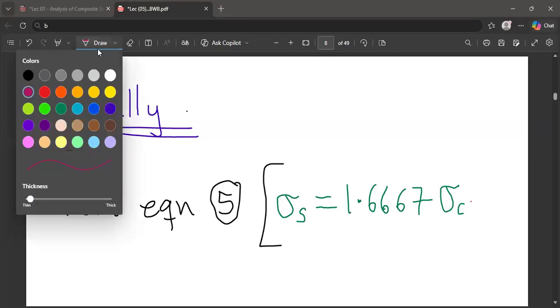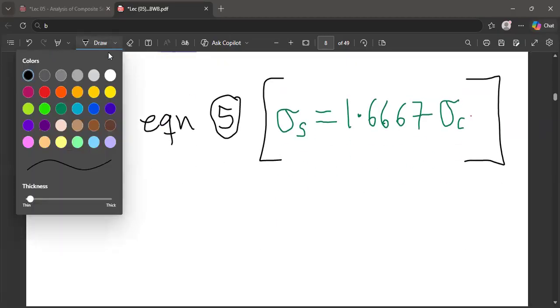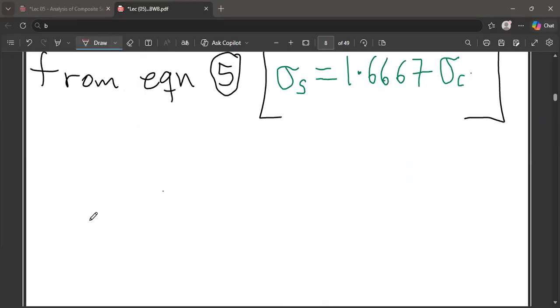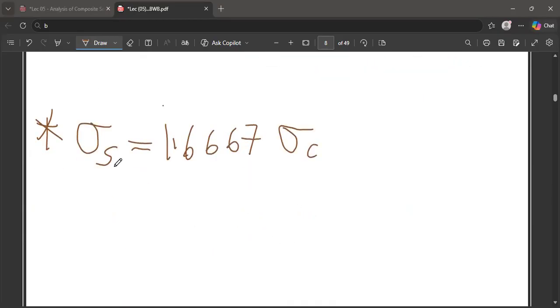So let's not worry ourselves much. This was what equation 5 was all about. So we just put that into it and then we get our answer. We are good to go. So finally, therefore, our stress in the steel rod is equal to what? 1.6667 multiplying the stress in the copper. So we can now just put everything into it and we are good to go. So that is by substitution.